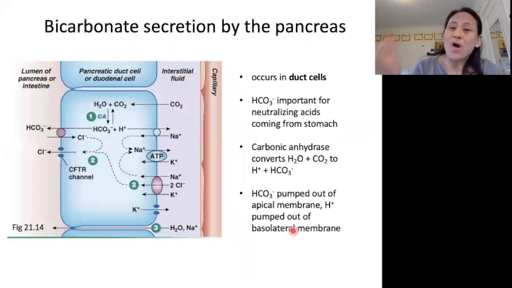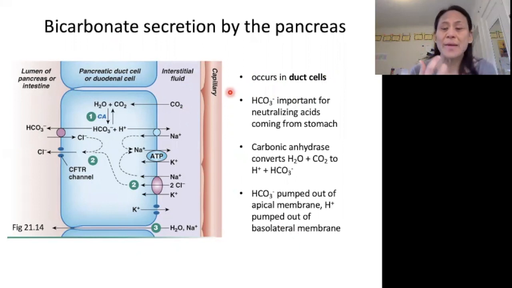Okay, so that was our enzyme secretion. Now let's take a look at our bicarbonate secretion by the pancreas. I want to remind you that bicarbonate is being secreted by the duct cells of the pancreas. I also want to say one thing about why that's important. The main reason that we have bicarbonate being secreted by the pancreas is that we have acidic contents coming into the duodenum from the stomach.